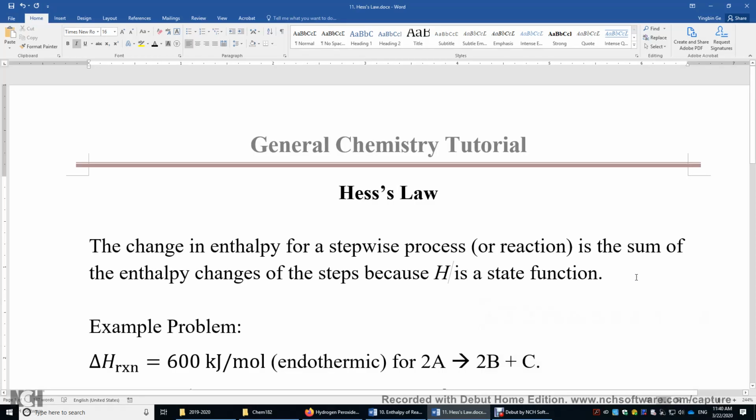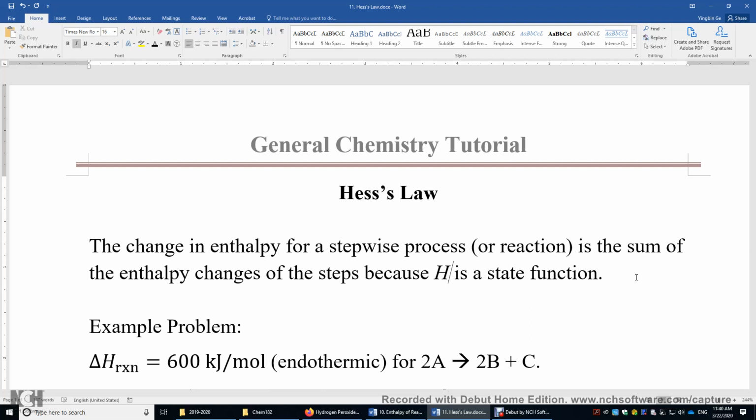In this video, I'll talk about Hess's law. Hess's law states that the change in enthalpy for a stepwise process is the sum of the enthalpy changes of all the steps, period. This is because enthalpy is a state function.